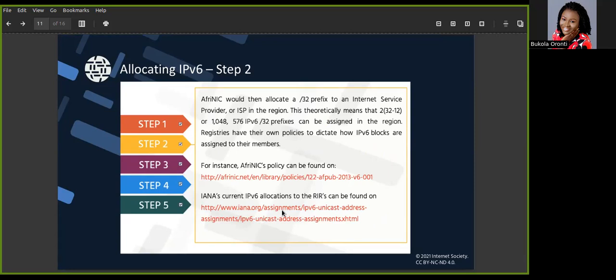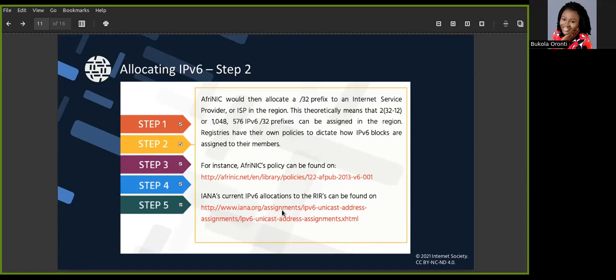Now this simply means that a million, 1,048,576 IP addresses were given to a particular ISP within the region. And then they also give the likes of a /32 prefix.